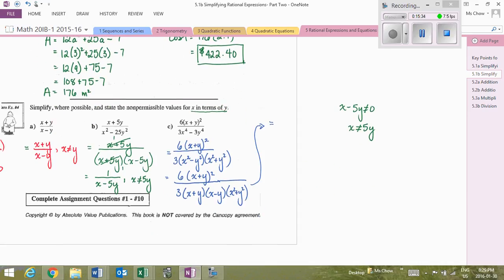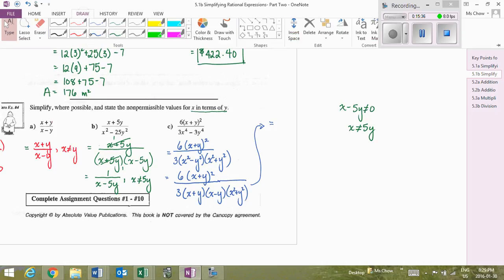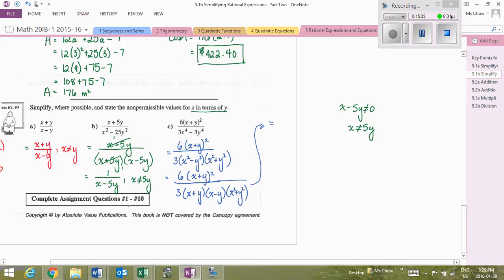So taking a look at part C, then, we've factored out a common factor of 3. That left us with a difference of squares of x to the 4th minus y to the 4th, and so we can make it x squared minus y squared times x squared plus y squared. Again, difference of squares with the x squared minus y squared, so x plus y, x minus y. X squared plus y squared is not a difference of squares, so it cannot be factored.